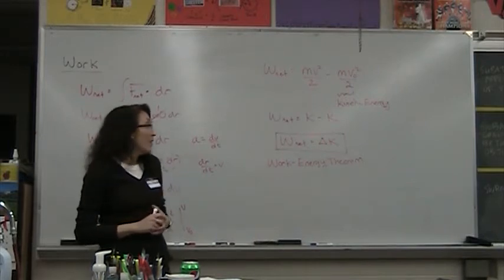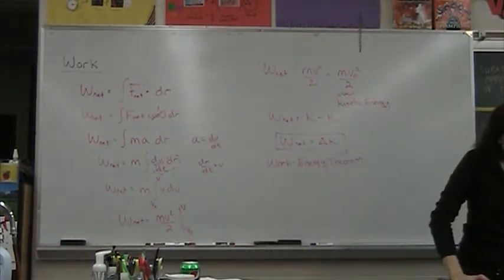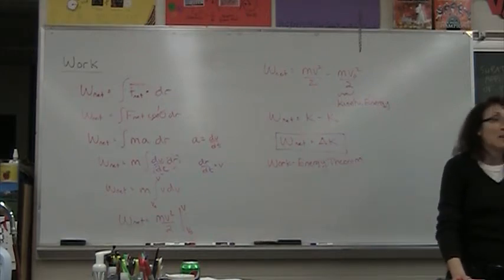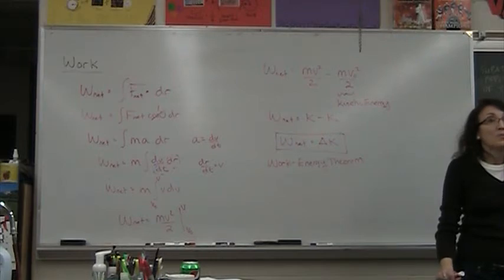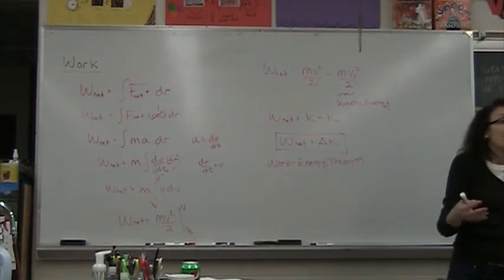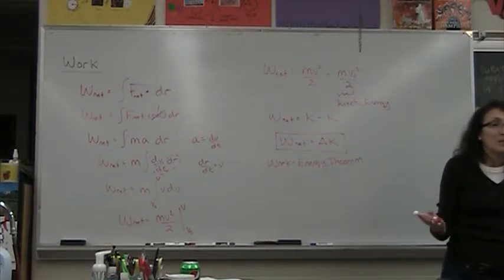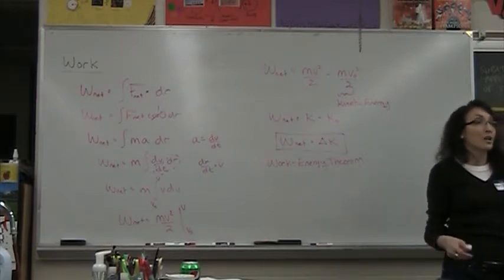So if you know the net work done on an object, you can then go and figure out velocity and so on. This is extremely helpful when you're dealing with forces that vary with position, because we can't use kinematics when we have forces that vary at all, correct? So we can't use kinematics, and if we have forces that vary with position, we can't even use that to figure out accelerations with respect to time and things like that.